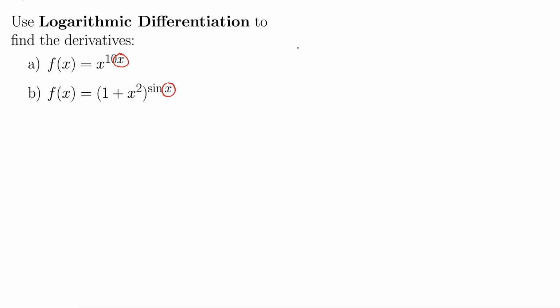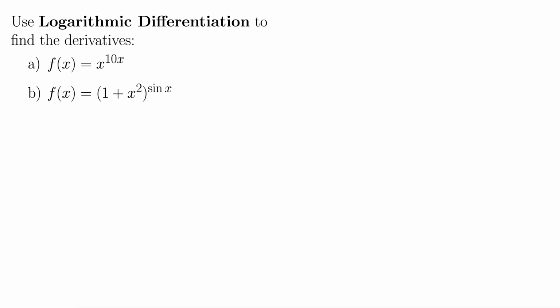Why doesn't the power rule work? Well, we have the power rule for two cases: x to the n where n is an integer, and we now have it for x to the r where r is a real number. But x to the x is neither of those. So we have to do a little work. Do not just use the power rule on these. That's a quick way to lose all the points.